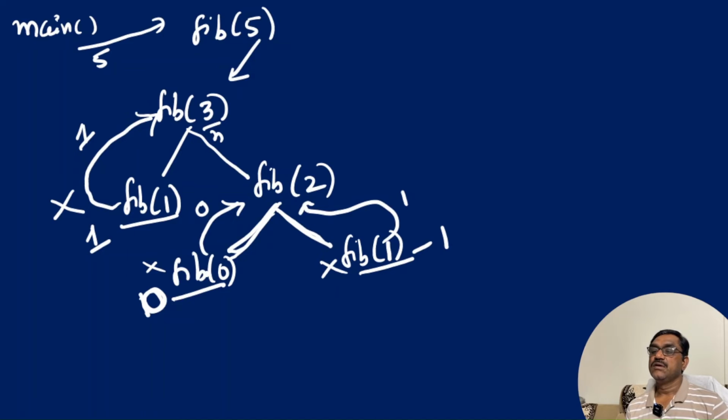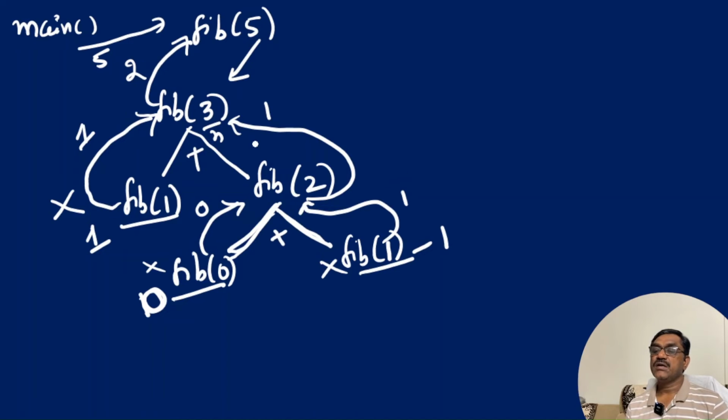Now here from left side we got 0, right side we got 1. What is the operation we have performed? Plus, right? Now 0 plus 1, how much? 1. This is returned back here, 1. Now left side 1 and right side 1. What is the operation here? Plus. 1 plus 1, how much? 2. So it is going to return back to fib of 5 the value 2.